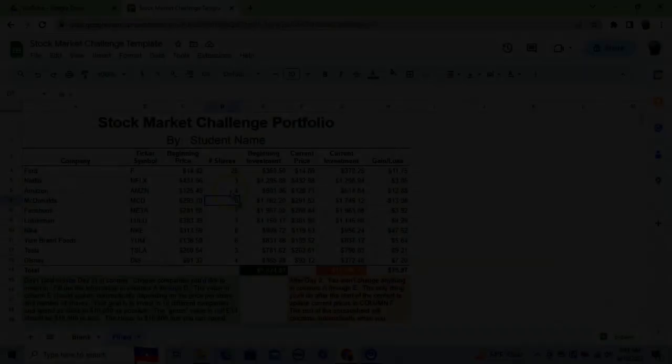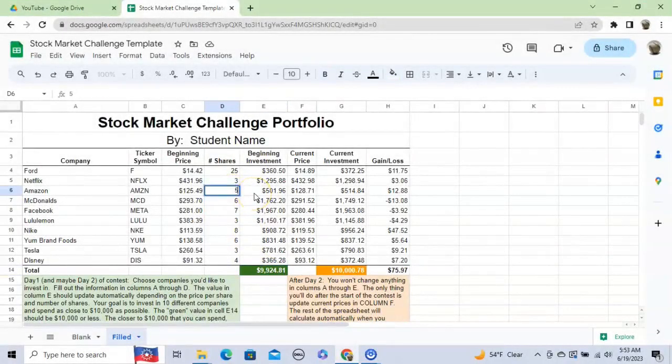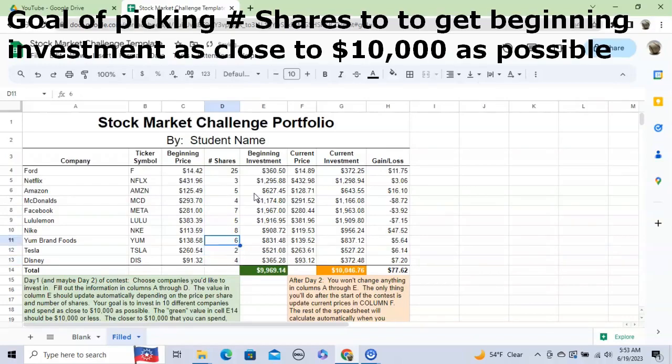And I really like that what if analysis that it will allow students to do when they pick how many shares they want to buy, whether it's 5 shares or 6 shares or 10 shares or 20 shares. That will definitely have an effect on the beginning investment. And I think that's important for students to play that what if game and to make those changes, because that's really the power of spreadsheets.